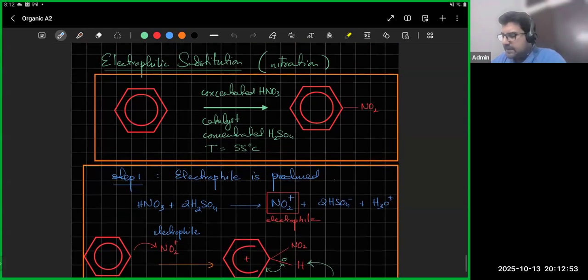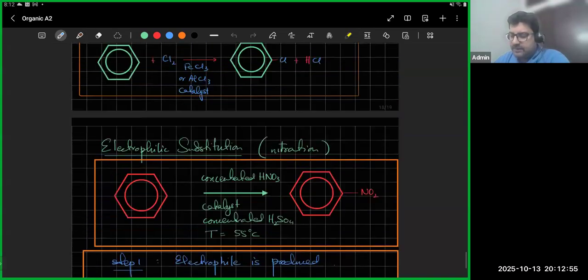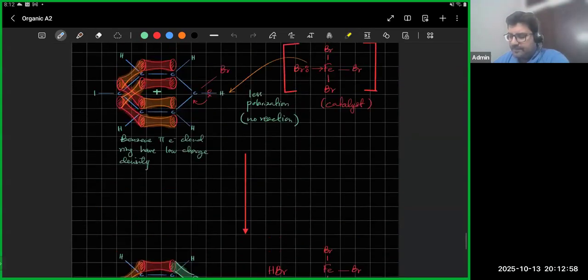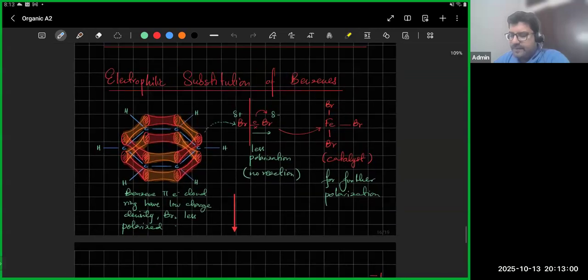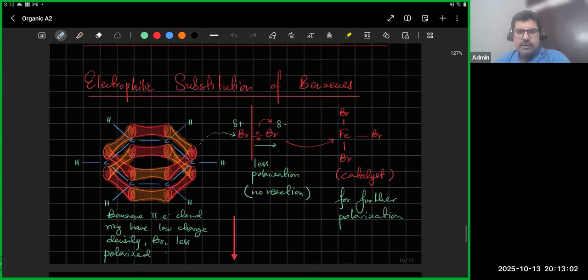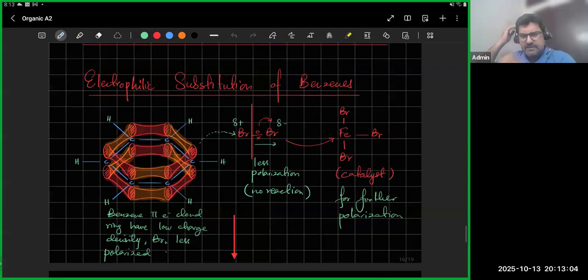Last time we did electrophilic substitution, so I'll just give you a brief overview or a recap. What was electrophilic substitution? You had benzene, and benzene had this electron cloud where each carbon had a p orbital, and they started overlapping, sp2 hybridized. So you had bromine.